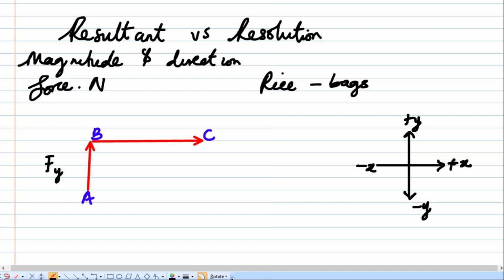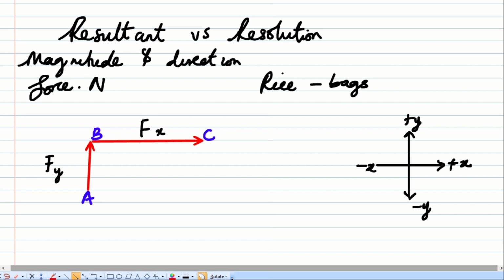So we apply this force in the y-axis, that's the vertical direction. Then from B to C, we're applying the force in the horizontal direction, that's along the x-axis. Now, what is the resultant? We have two forces, Fy and Fx. What's the resultant of these forces?